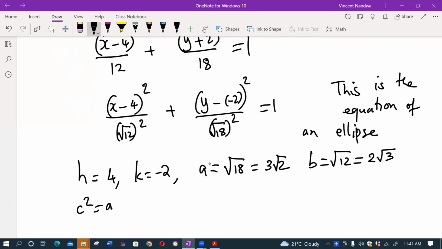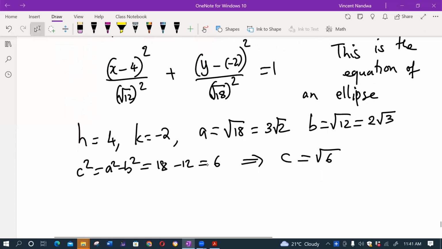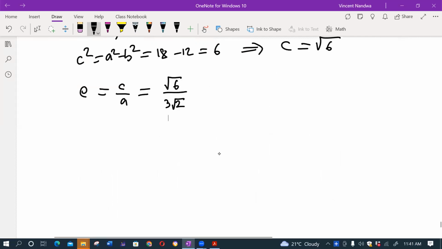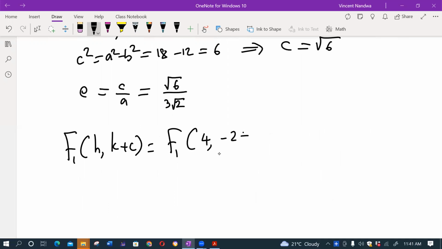So remember, c squared is the same as a squared minus b squared, which will be 18 minus 12, which is 6. So c will be root 6. Eccentricity is c over a, which is the same as root 6 over 3 root 2. Now F1 is h comma k plus c. F2 is h comma k minus c.